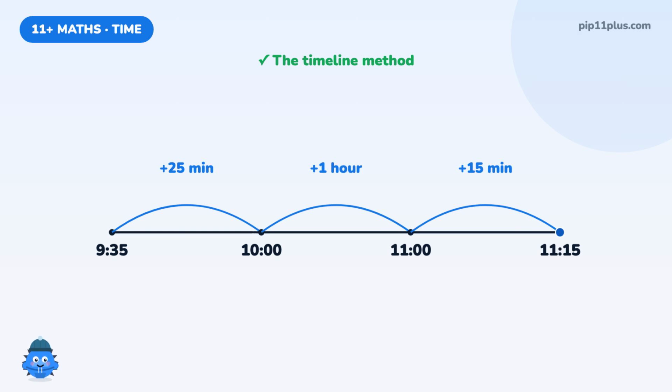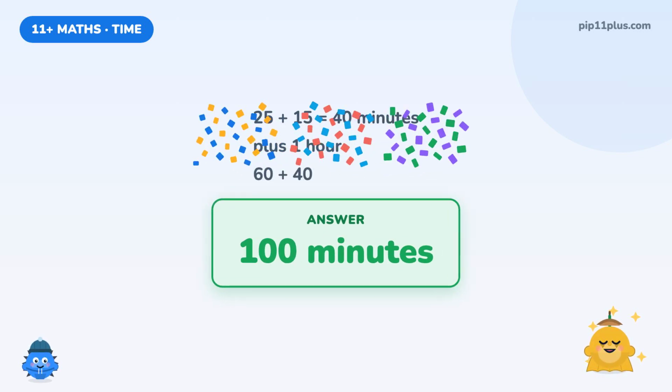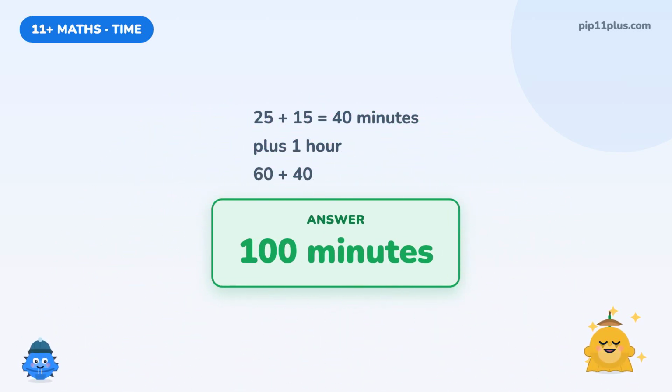9:35 to 10 o'clock is 25 minutes. 10 to 11 is 1 hour. 11 o'clock to 11:15 is 15 minutes. 25 and 15 is 40 minutes plus the hour. In minutes, that's 60 plus 40, 100 minutes. The concert lasted 100 minutes.